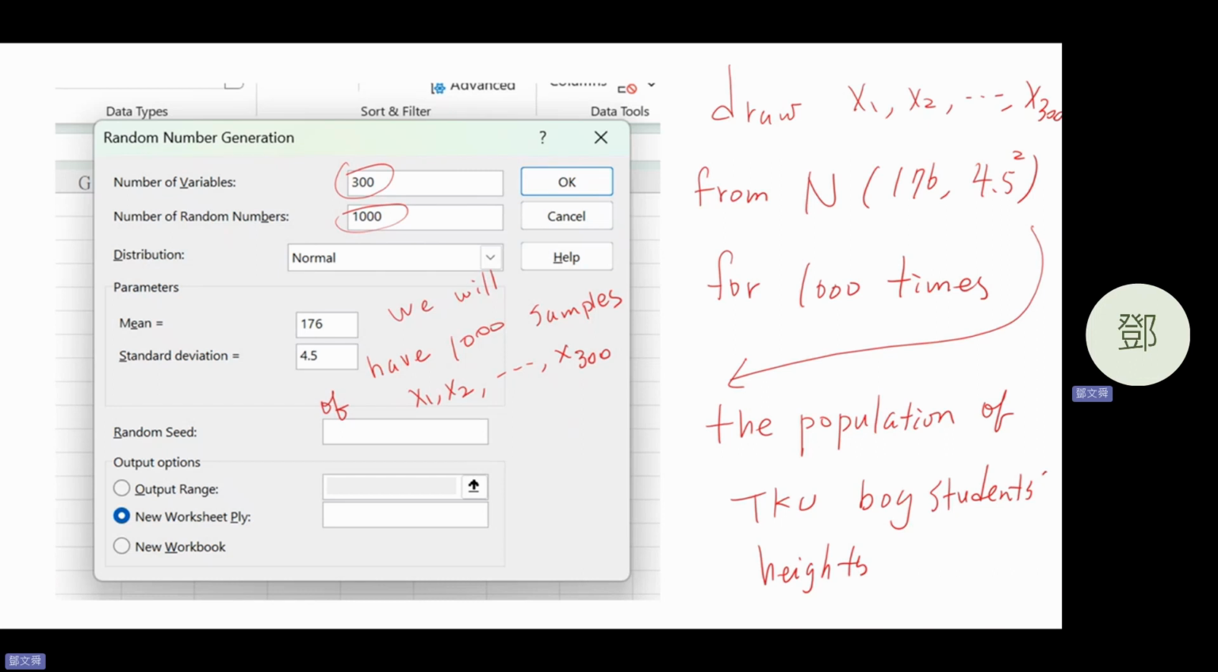This is mu, and this is sigma. You can make mu 162, the mean height of a TKU girl student. And here, you can make sigma 3 for your simulation. You should do this back home. I will upload the Excel file so that you can follow my simulation and prove that the ratio of success is 95%.